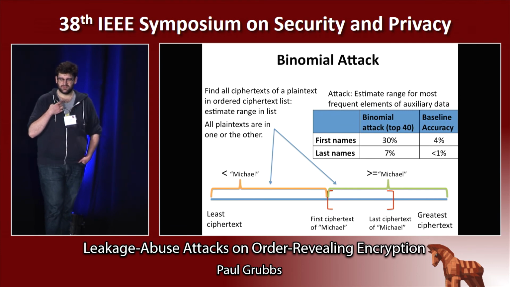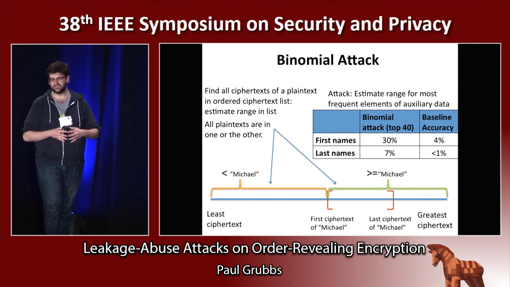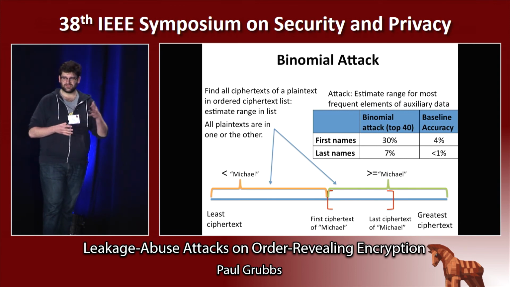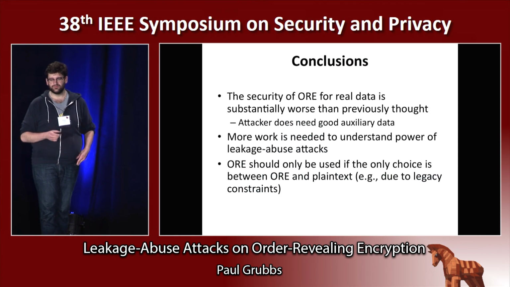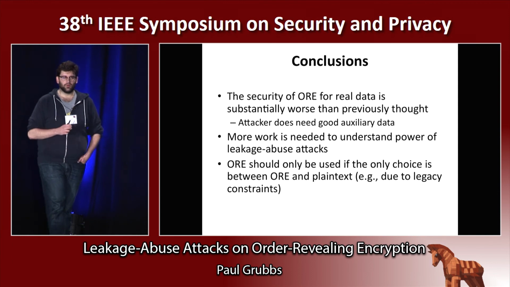this is kind of like the absolute minimal leakage, and yet the recovery rate is about 7 times higher than the baseline accuracy. And here, when I say baseline accuracy, I basically mean just guessing the most frequent element of the distribution. So just leaking the order makes this basic attack about 7 times more effective, which is kind of a lot. So in conclusion, the security of ORE for real data that people actually want to protect in practice is substantially worse than I think anybody feared.